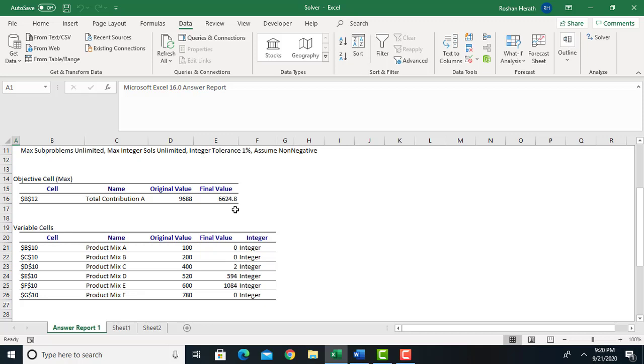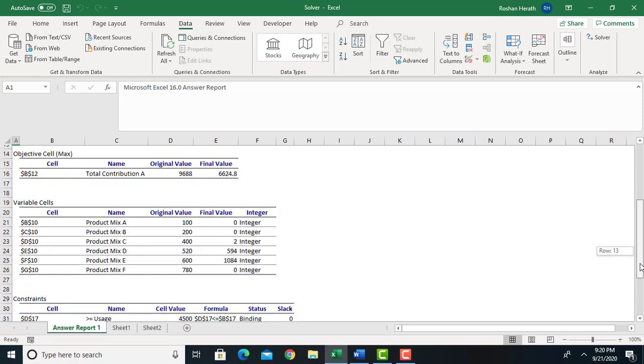Then also the variable cells are given, that is about the changing variables. Originally we have assumed certain numbers, and in the original value column you can see that. It's 100, 200, 400. Likewise, we have just fed them. But once you run this solver, this would be the combination of products that would satisfy all the given constraints.